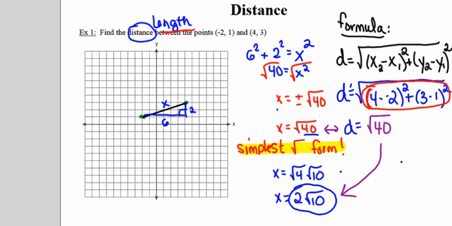So now you've got a couple different strategies that you can use in order to find length or to find distance. You've got the Pythagorean theorem, which involves the work on the graph. Or if you're not such a visual person and you want to use the formula, now you've got the formula that you can use.